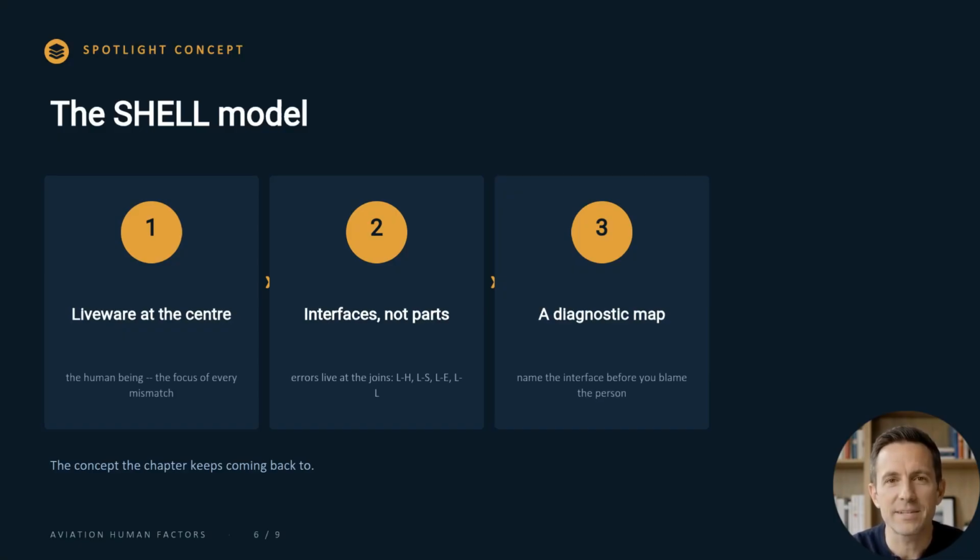The spotlight concept is the SHELL model. Liveware, the human being, sits at the center, and errors live at the interfaces: liveware to hardware, software, environment, and other liveware. SHELL is a diagnostic map. Name the interface before you blame the person.